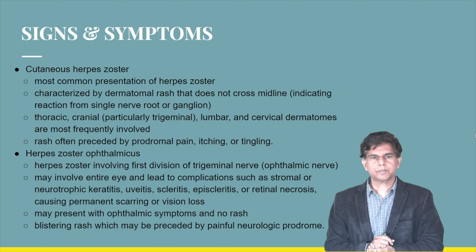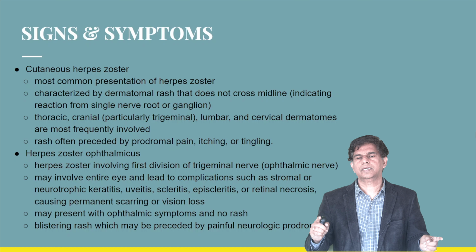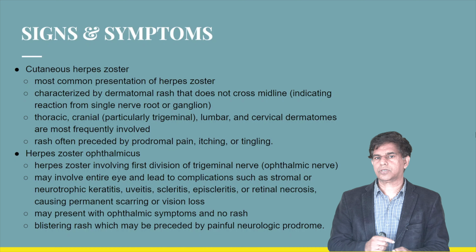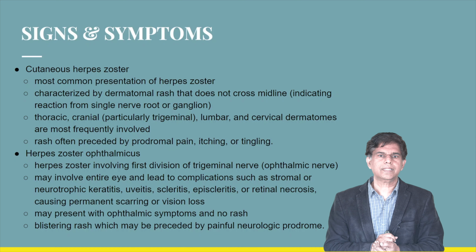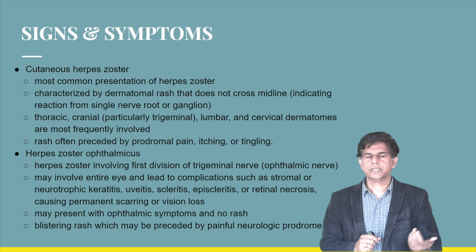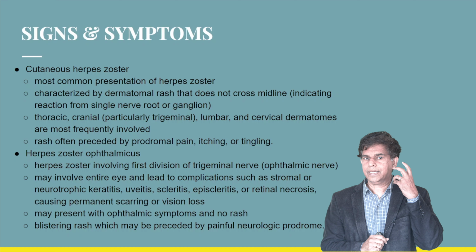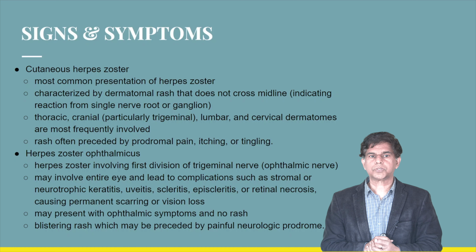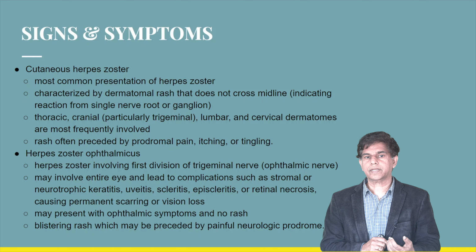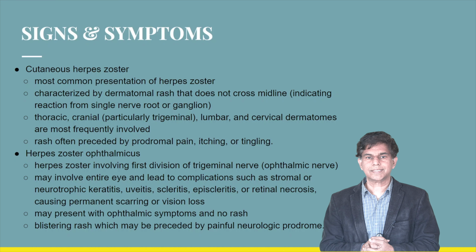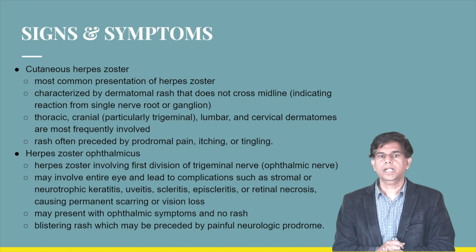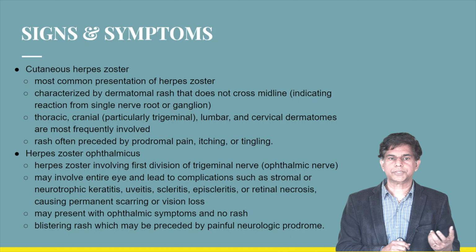In herpes zoster, there's a serious issue called herpes zoster ophthalmicus. What happens in that? The first division of the trigeminal nerve, the ophthalmic nerve, is involved. It can spread to the entire eye, leading to complications: stromal or neurotrophic keratitis, uveitis, scleritis, episcleritis, and retinal necrosis. You can have permanent vision loss.